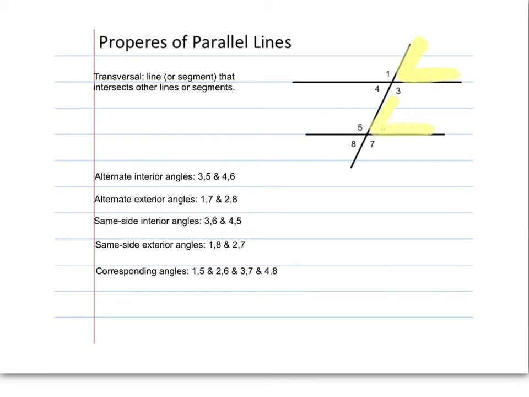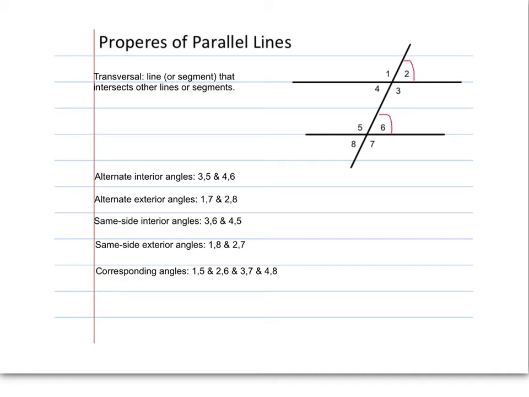Now that we've got all those angles named, let's talk about what's interesting about them. So what you may have already noticed is some of those angles appear to be congruent. And in fact, the angles that look congruent in this figure are congruent. So for example, the corresponding angles, when those lines are parallel, angle 2 and angle 6 are congruent.